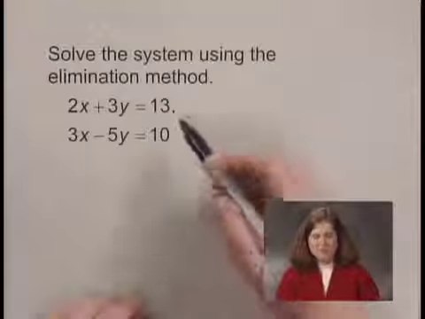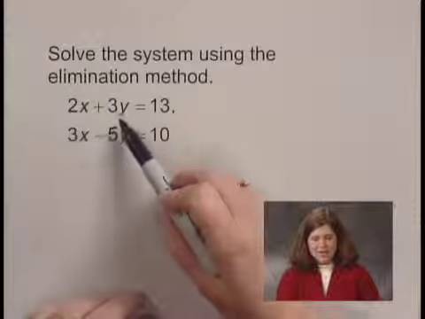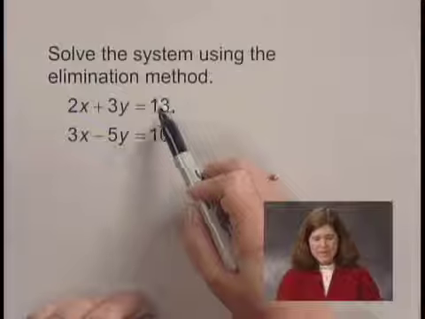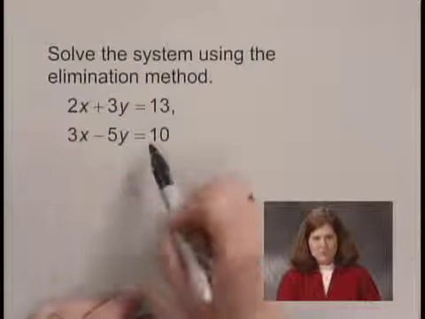In this problem, we'll solve a system of equations using the elimination method. We'll solve the system of equations 2x plus 3y equals 13 and 3x minus 5y equals 10.